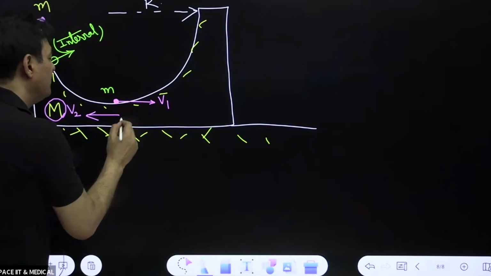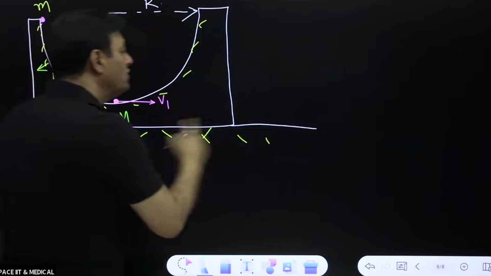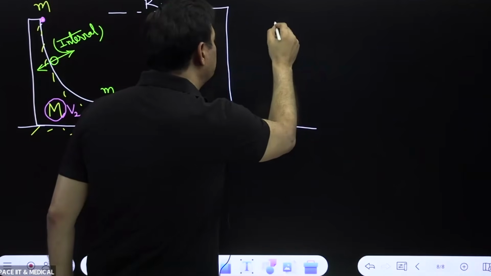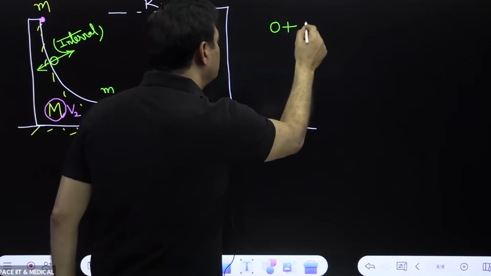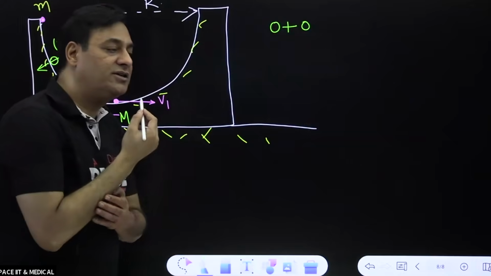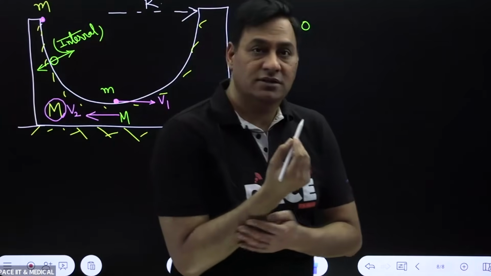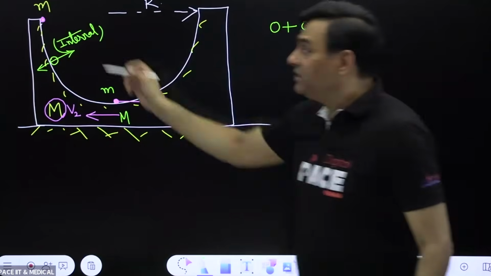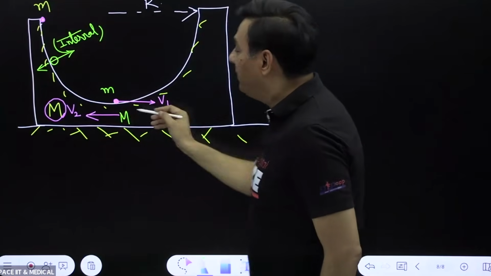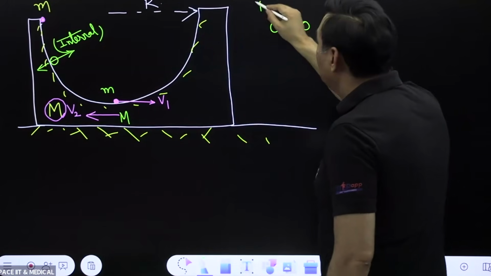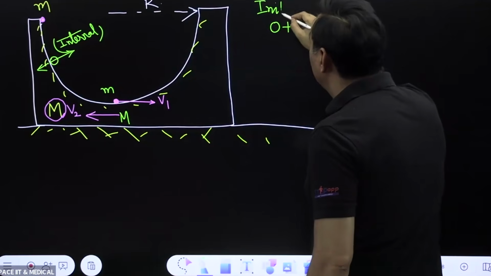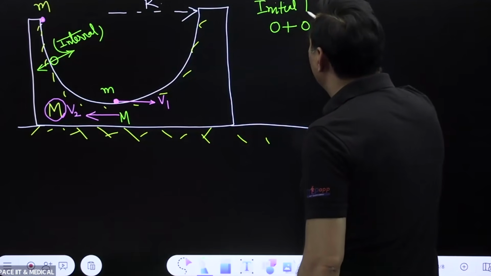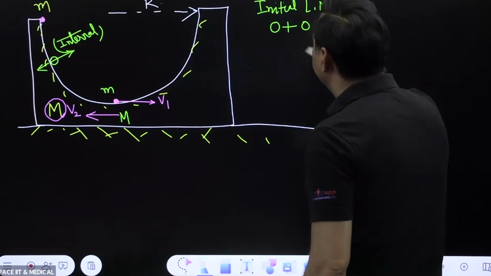Now, this is small m, this is big M. What was the initial linear momentum of the system? In horizontal direction, both were at rest. So linear momentum of the whole system, for point mass small m was zero, for big M also zero initially. Initial linear momentum in horizontal direction was zero.